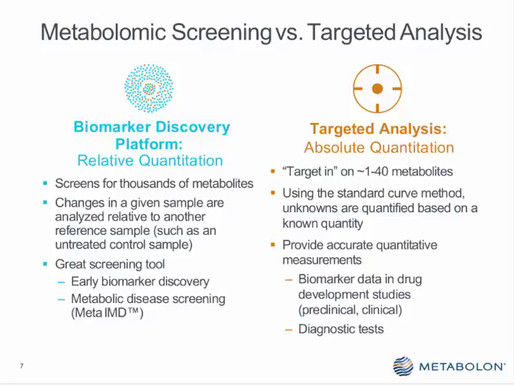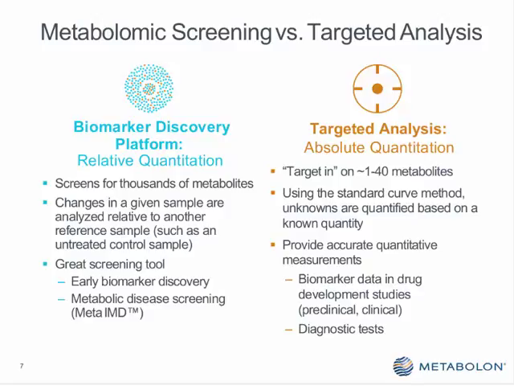So how are we in targeted analysis different than our biomarker discovery platform? On the discovery platform, they're doing relative quantitation. So you're screening for thousands and thousands of metabolites, and the changes in a given sample are analyzed relative to, say, an untreated control sample. This is really a great screening tool for early biomarker discovery, and we also can run metabolic disease screening, such as our Meta-IMD.